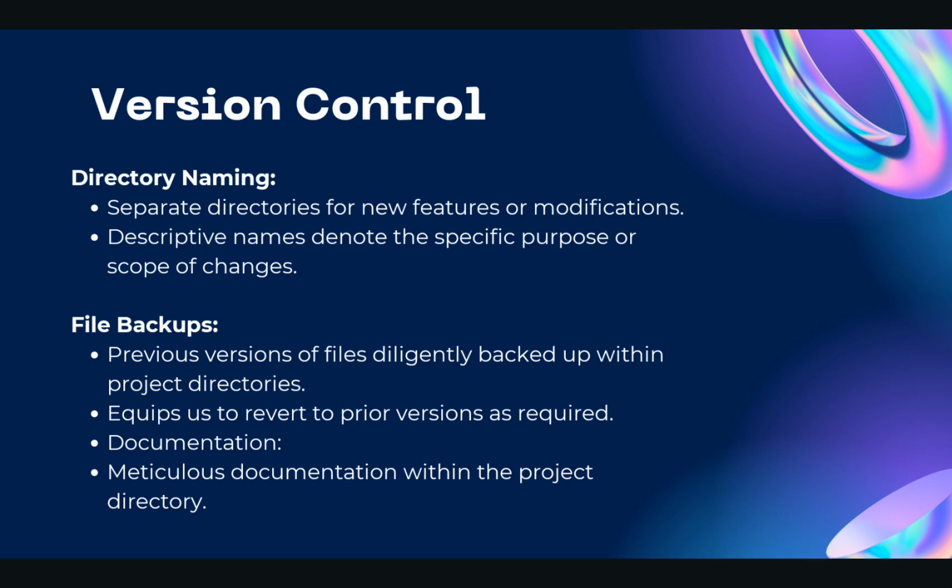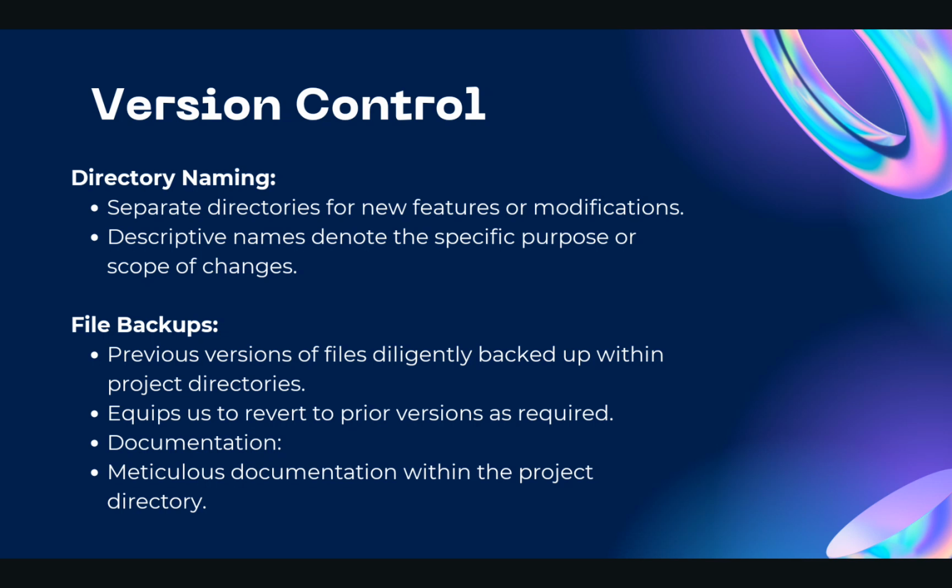And moving on to the version control of the mobile application report. Starting with the directory naming, when embarking on new features or modifications, separate directories are generated, each bearing descriptive names that denote the specific purpose or scope of the changes. Next is file backups. Previous versions of files are diligently backed up within the project directories. This precautionary practice equips me to revert to prior versions as required.